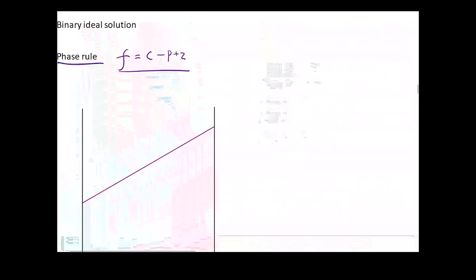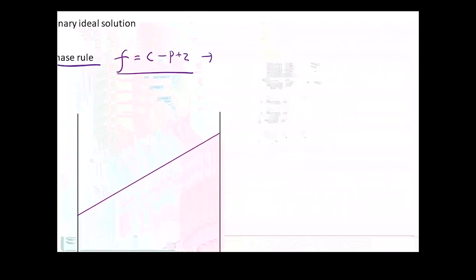How many variables you are going to need to describe the system fully. So F is going to equal C minus P plus 2. Okay, so that's actually what we know from the phase rule. Here, since we have a binary system, our C is going to equal 2. You can simplify this as 4 minus P. So you need 4 minus P degrees of freedom to fully describe the system.